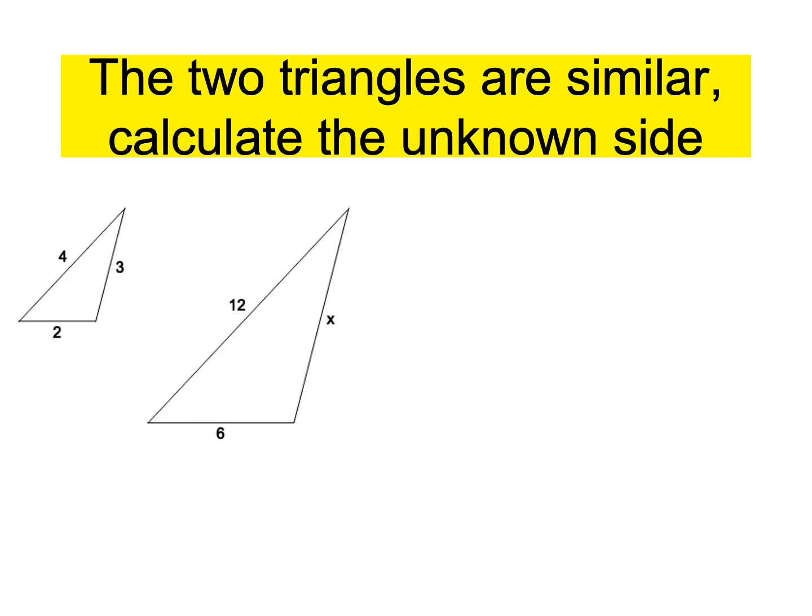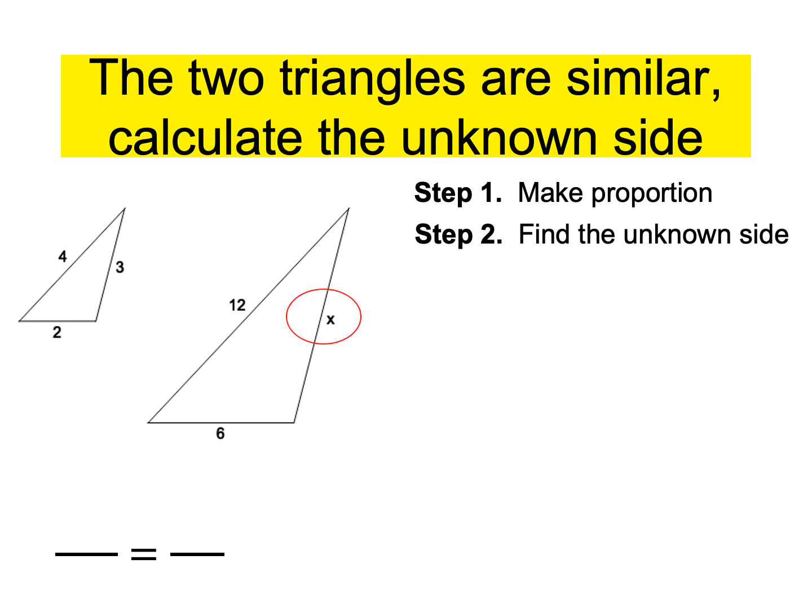So here's another one where they haven't been twisted or turned. Once again, the steps are: find the side you're looking for. I'm looking for x. X is on the large one. Which side on the small one corresponds with x? That's 3. Really easy to do because visually they're oriented. The 2 triangles are in exactly the same position.